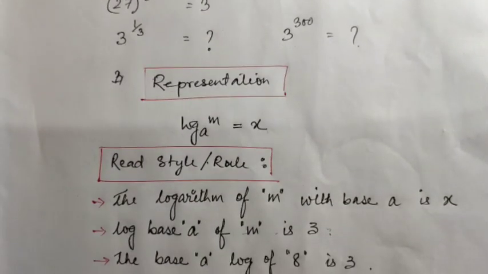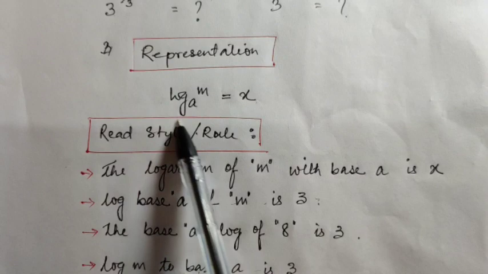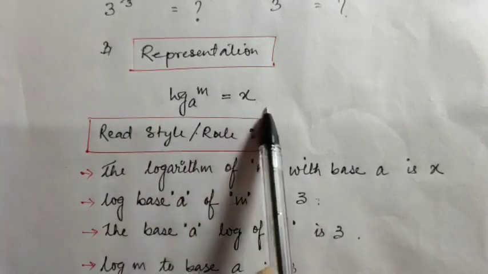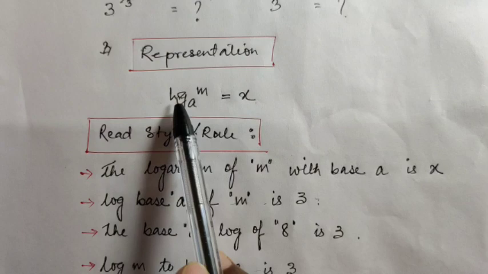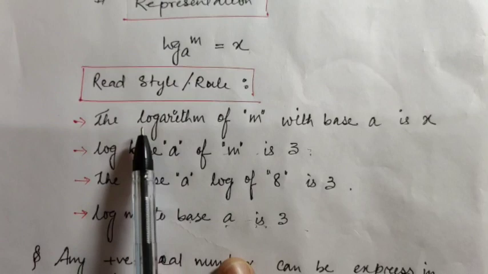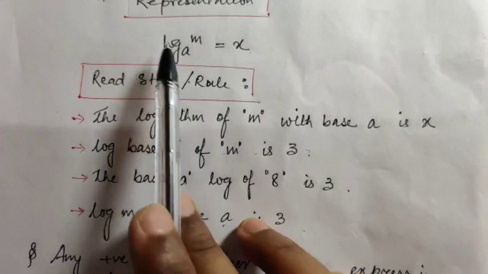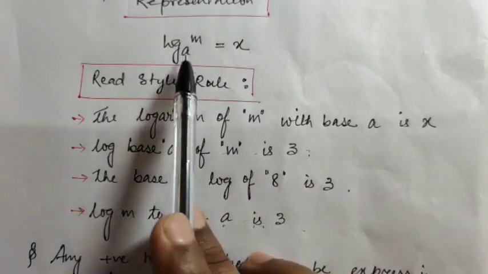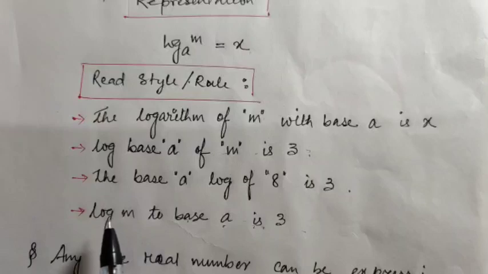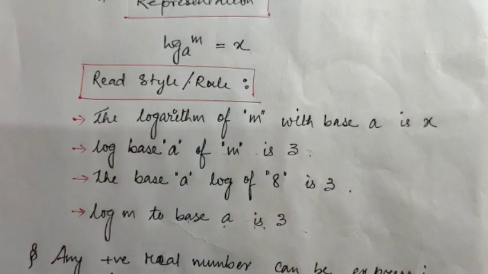Okay, now how does the logarithm look like? This is the way the logarithm looks, and this is read in this way: log m to base a is equal to x. So these are the ways of reading. Logarithm of m with base a is x. Logarithm of m to base a is x. In short, we say log m to base a is x. And these are two other ways. You pause the video, note down in your copy and read.